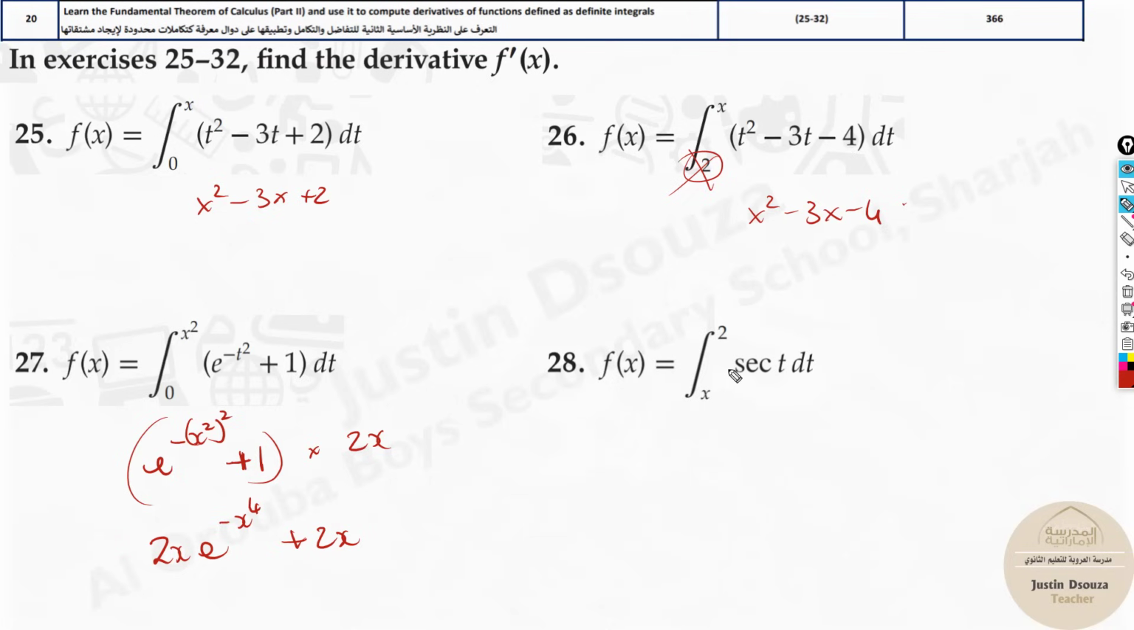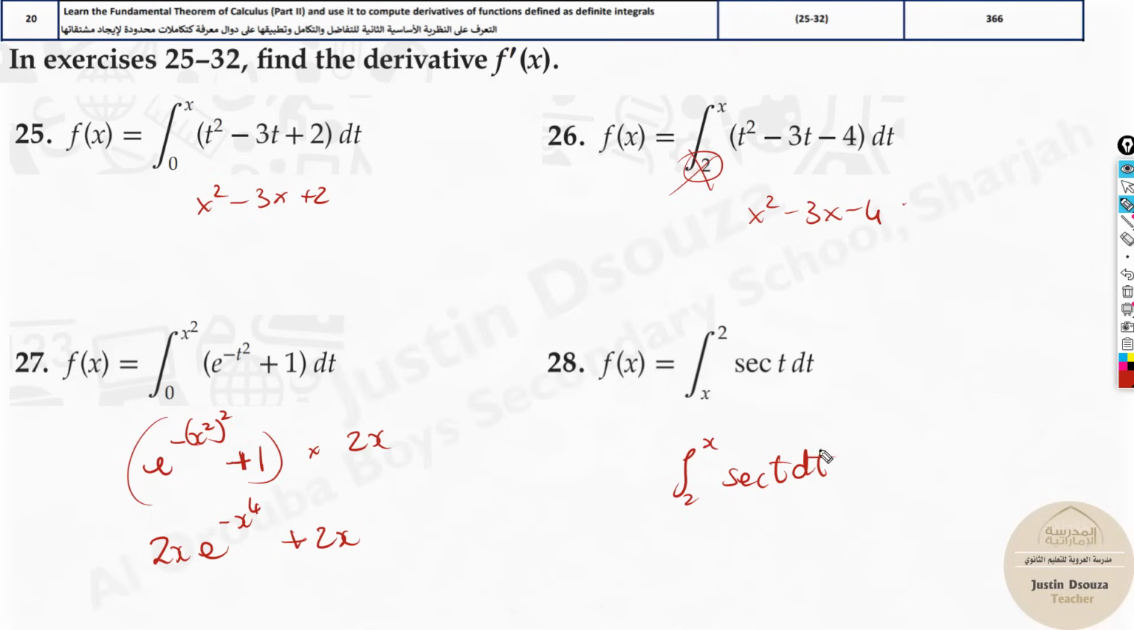Now what about over here? Here, you should not have a number up here. You should have the variable up. The number must be down, that goes off. But what you can do is swap it out. This becomes x, this becomes 2. It'll be secant t dt, right?